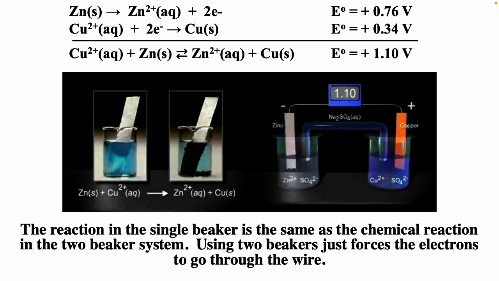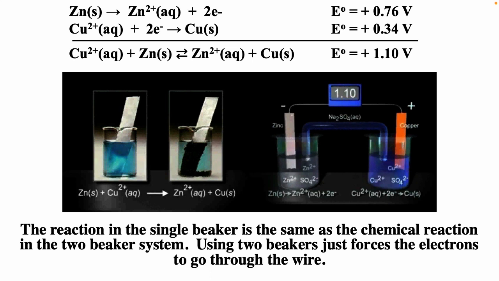When we replace the light bulb with a voltmeter, we find that the cell has a potential or voltage of 1.1 volts. The copper electrode is the positive electrode, and the zinc electrode is the negative electrode. As the cell reaction proceeds, zinc atoms of the zinc electrode lose electrons and move into the solution as zinc ions. At the same time, copper-2 ions acquire electrons at the copper electrode and form copper metal.